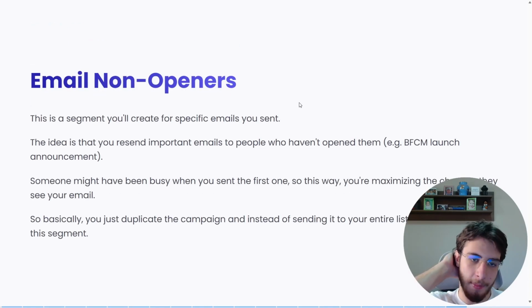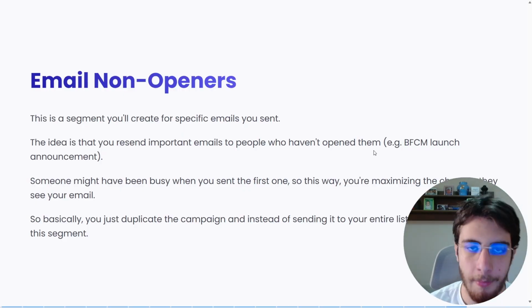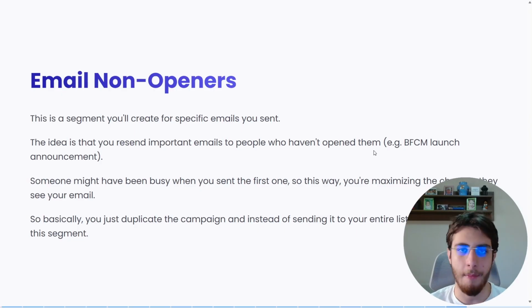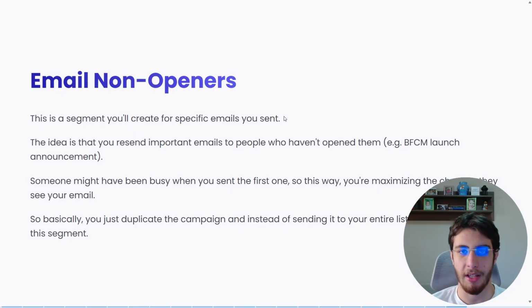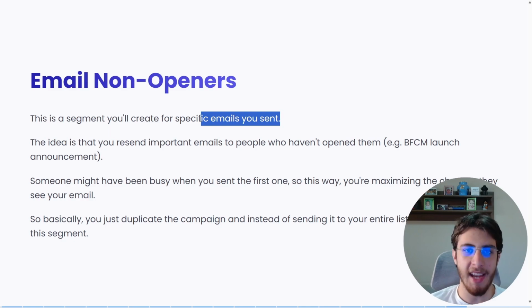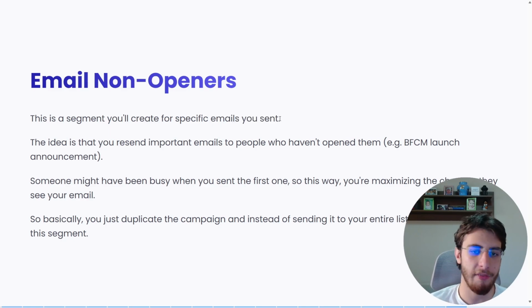Email non-opener. So this is a segment you'll create for specific emails you send. So this should say send, sorry. The idea is that you resend important emails to people who haven't opened them. So for example, let's say it's November and you're doing your Black Friday launch, okay? And there are 20,000 people on your segment list that you're sending to. You send to 20,000 of them, you get a 50% open rate, 10,000 open, 10,000 done. What you do is you create a segment of these people who have not opened that email, so the 10,000 that did not open, and you resend the same email to those people with a different subject line and preview text, but the exact same email later.